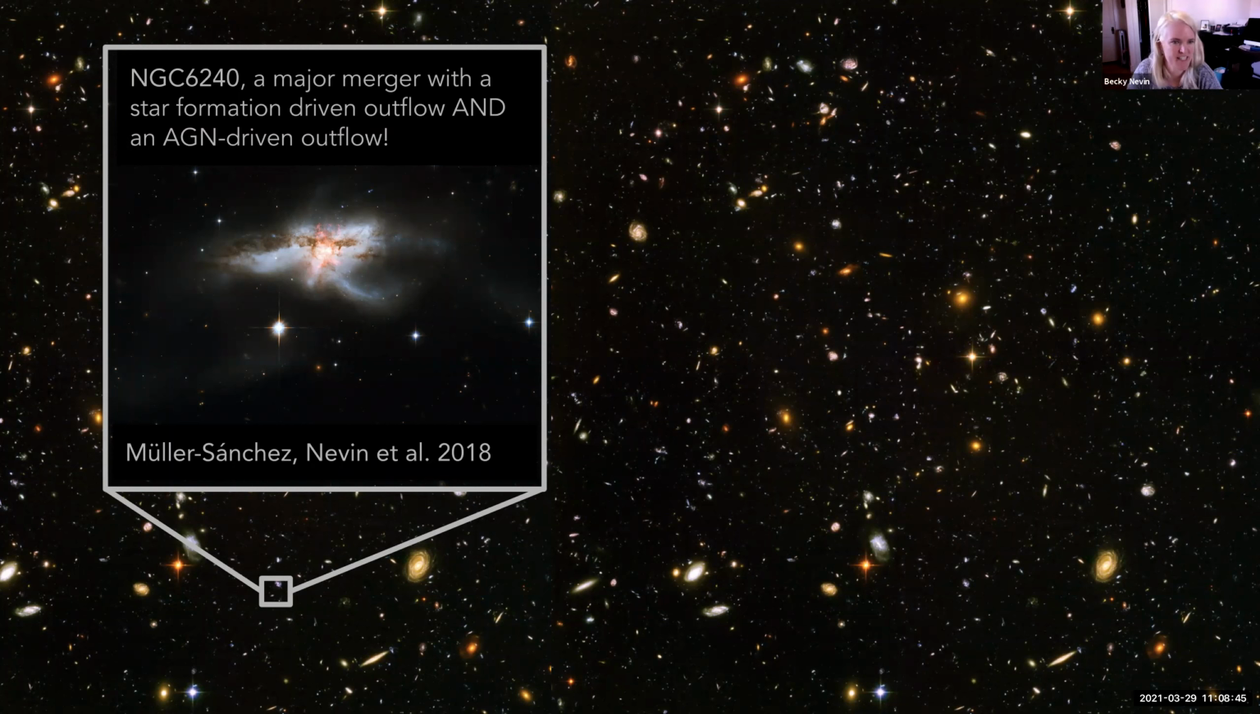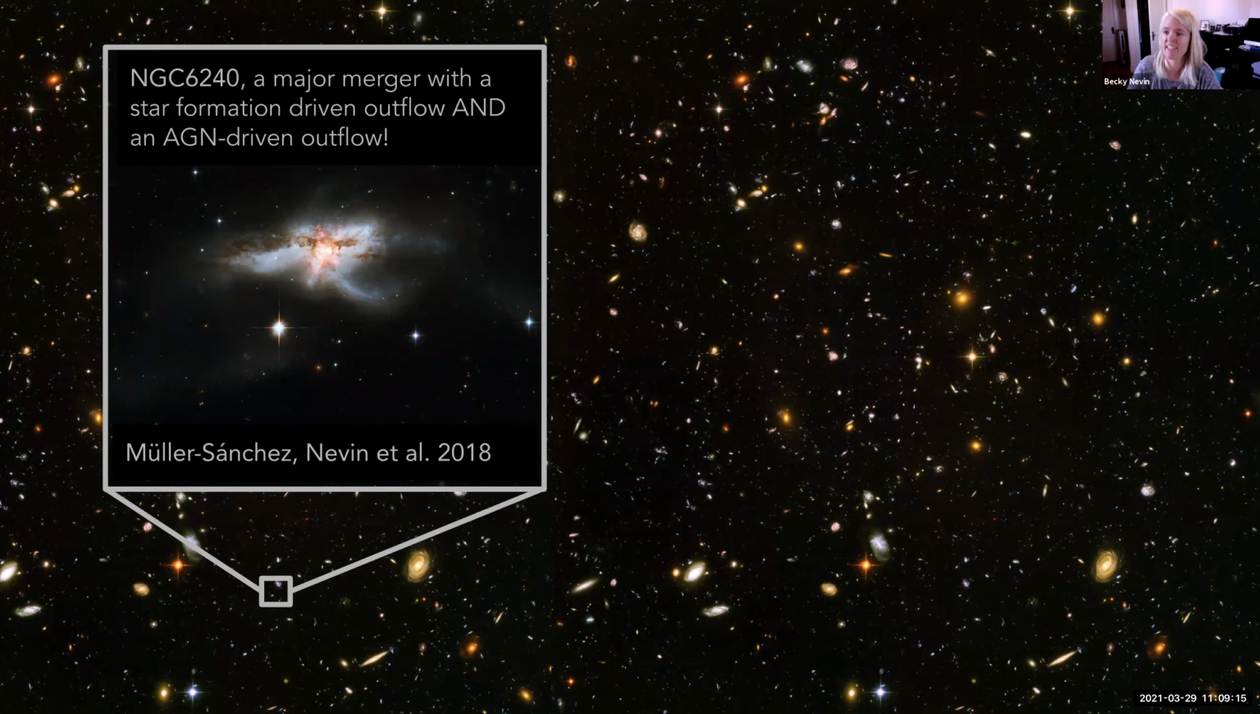So for example, this is NGC 6240. This is a local major merger, and major mergers are when the mass ratio of the two merging galaxies is roughly equal. These are the most dramatic kind of mergers. This galaxy I've worked on with Francisco Mueller-Sanchez to characterize the kinematics of both a star formation-driven outflow and an AGN-driven outflow. So there's a lot happening with the gas in this galaxy as a result of a merger.